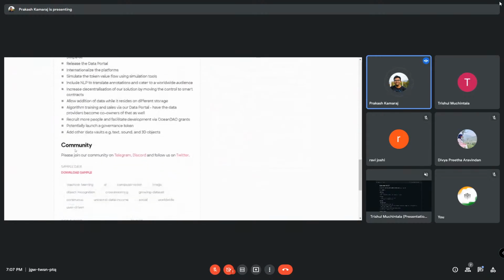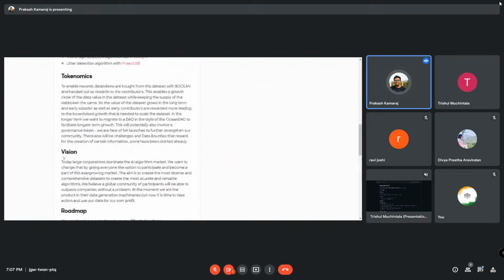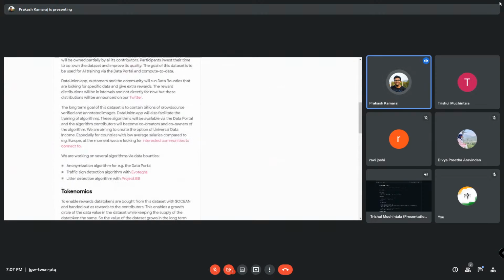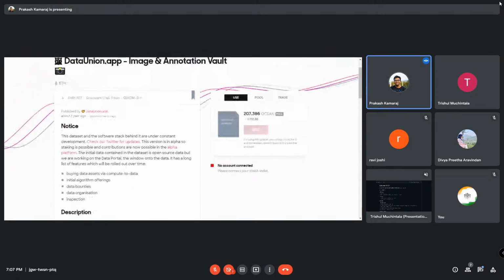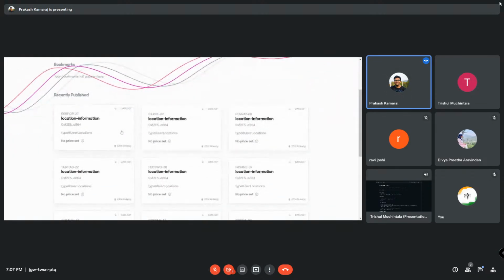Like how long you can use the data token, how long you will have access to the data token asset, and if you can use any algorithms on it. This particular one doesn't have extensive information. Let me see if there is any other example.